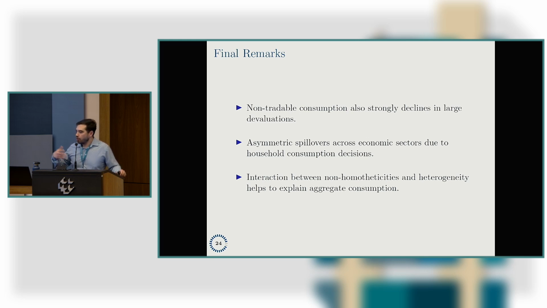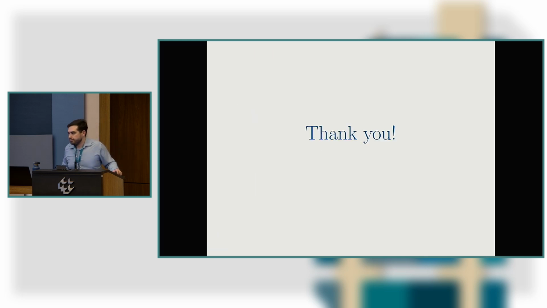Non-tradable consumption also strongly declines during large devaluations. Asymmetric spillovers can be one of the sources of this large decline in non-tradable consumption in Mexico in 1994. And there is an important interaction between non-homotheticities and heterogeneity that helps to explain sectoral and aggregate consumption. Thank you.